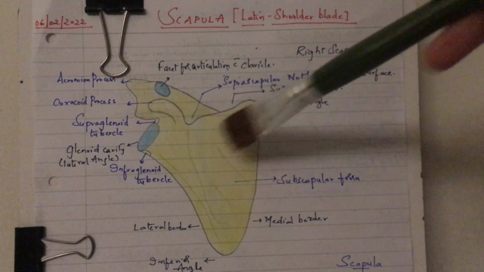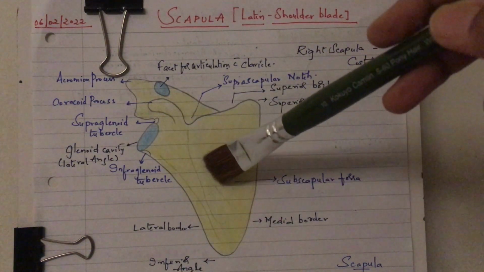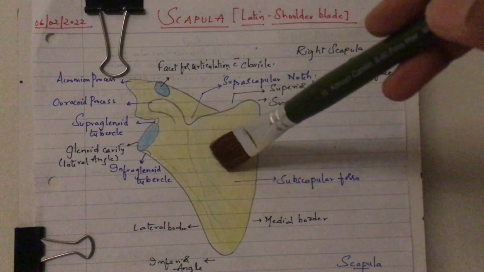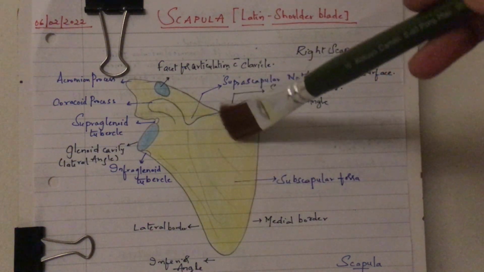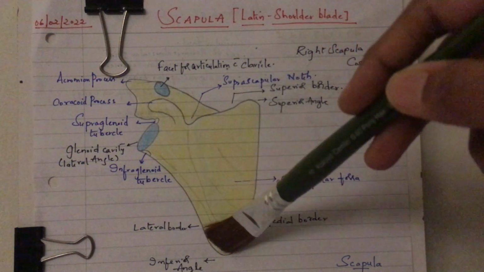Coming to the costal surface, it is also called the subscapular fossa, and it is concave and marked by three longitudinal ridges, and another ridge is located along the lateral border.